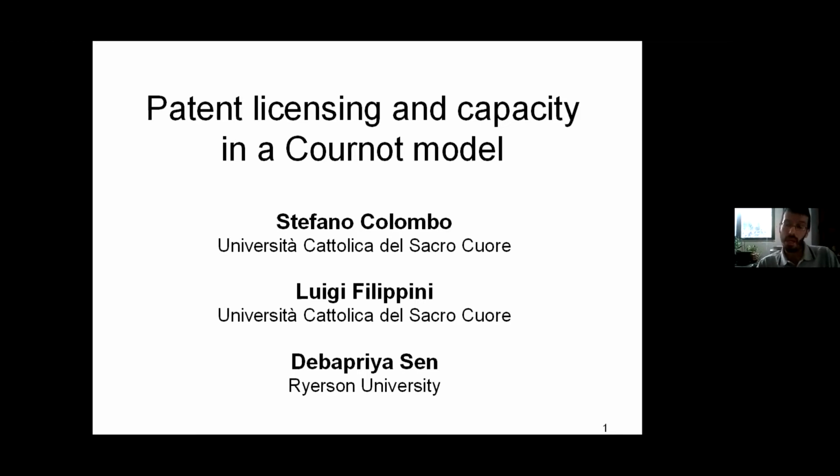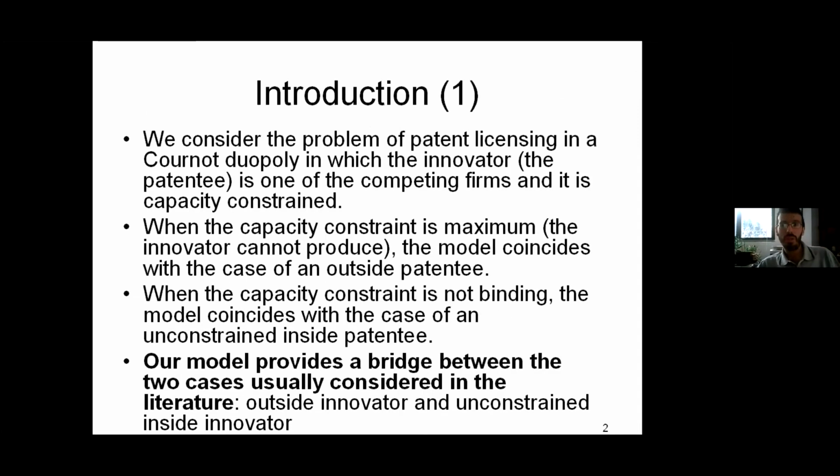I apologize in advance, I will be quite short in this presentation, so probably I will not need to use all the time that I have, but the paper is simple and the model is simple too. We consider the problem of patent licensing in a Cournot duopoly in which the innovator, the patentee, is one of the competing firms and it is capacity constrained.